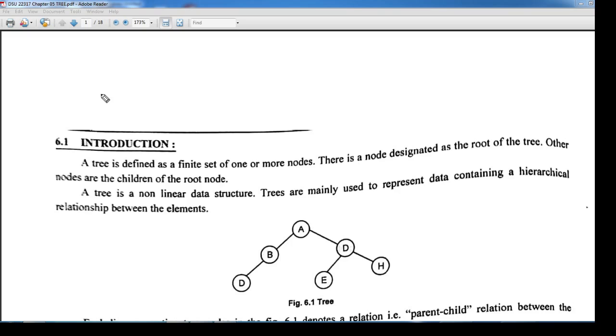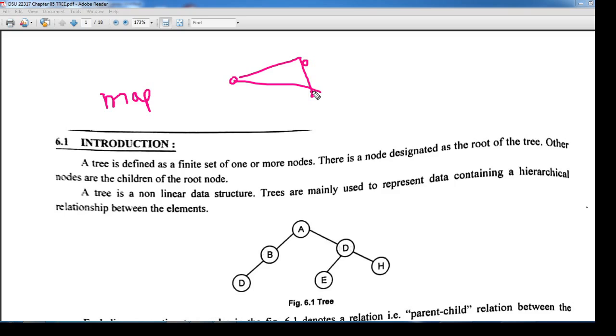Another example of non-linear data is a map of cities. Suppose you want to go from one city to another city, and from that city to another city, and come back to the original city. Now this diagram is like a graph. Hence it is called a graph. So tree and graph are two different types of non-linear data structure.